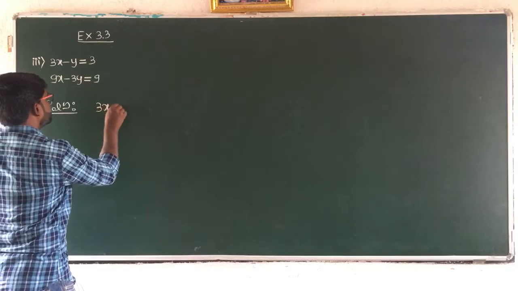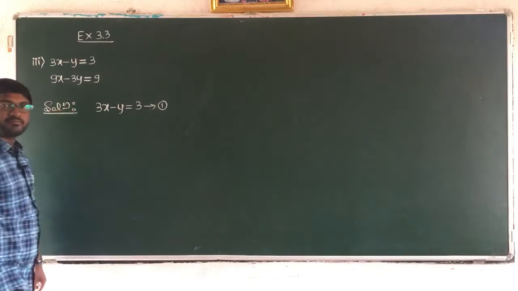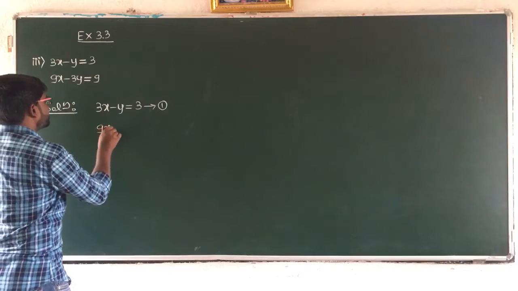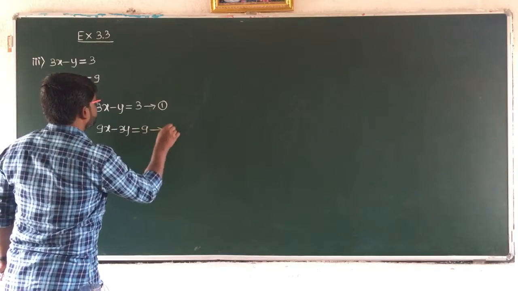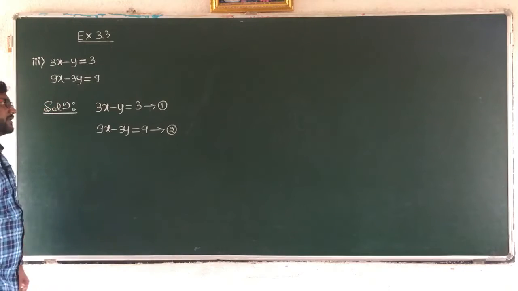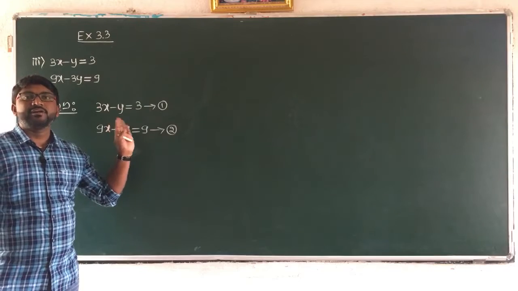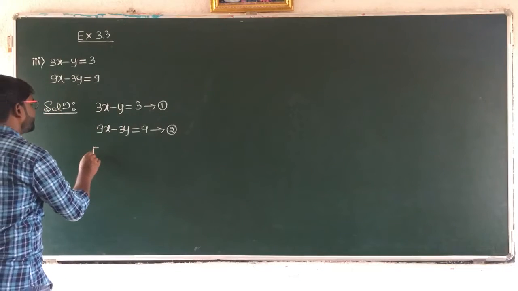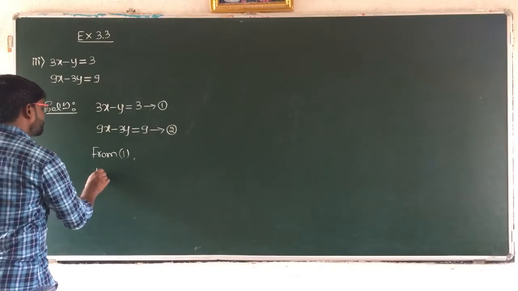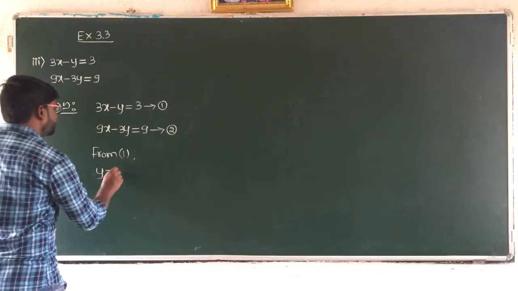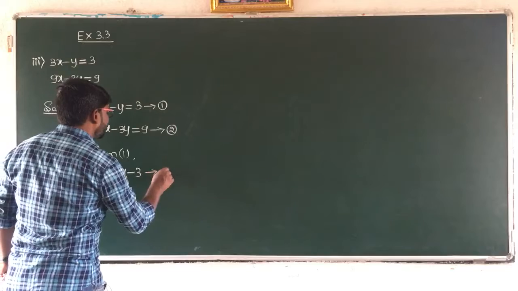3x minus y equals 3. I call this equation number 1, and then 9x minus 3y equals 9. I call this equation number 2. Now from equation 1 or equation 2, we have to separate one variable. So, from equation 1, y equals 3x minus 3. Let us call this equation number 3.